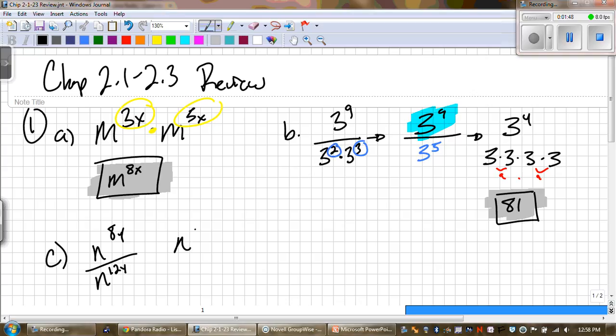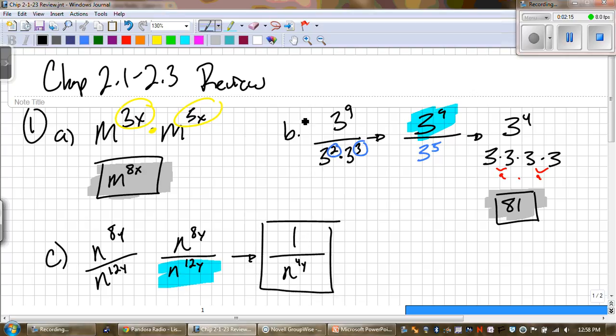n to the 8y over n to the 12y. We want to look at the exponents because the base is the same, so let's look at the exponents. Who wins, the top or the bottom? Okay, well, the bottom wins, and the bottom wins by 4. So we have n to the 4y, but then on the top there's just nothing. Okay, we have to put a 1 because everything else on the top crossed off.